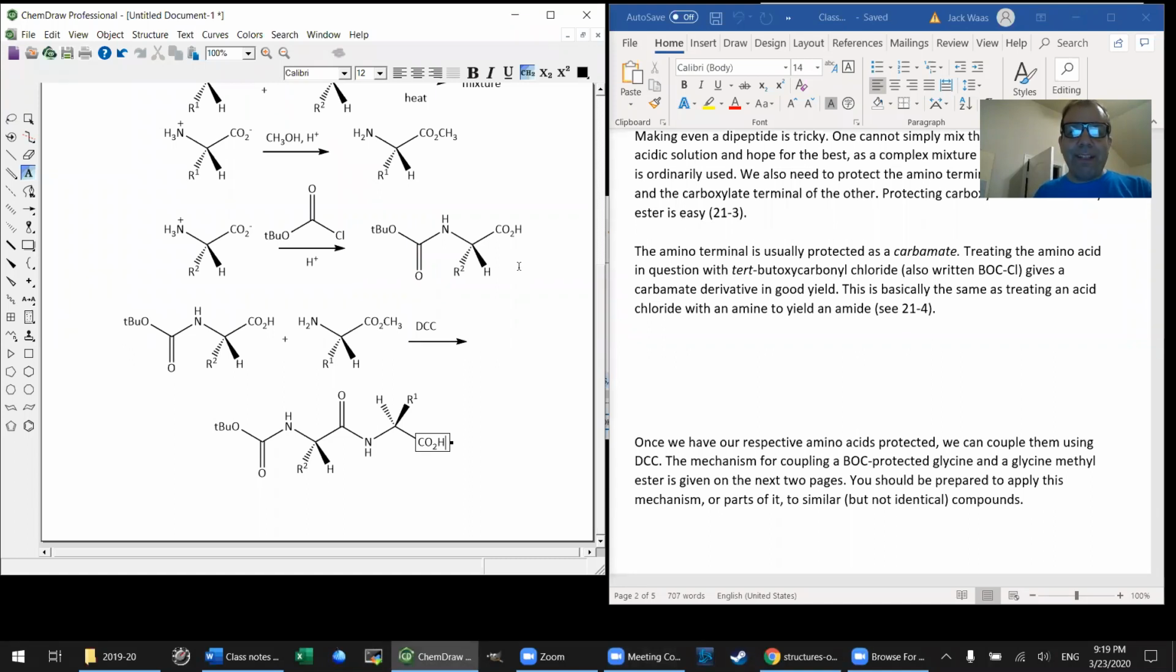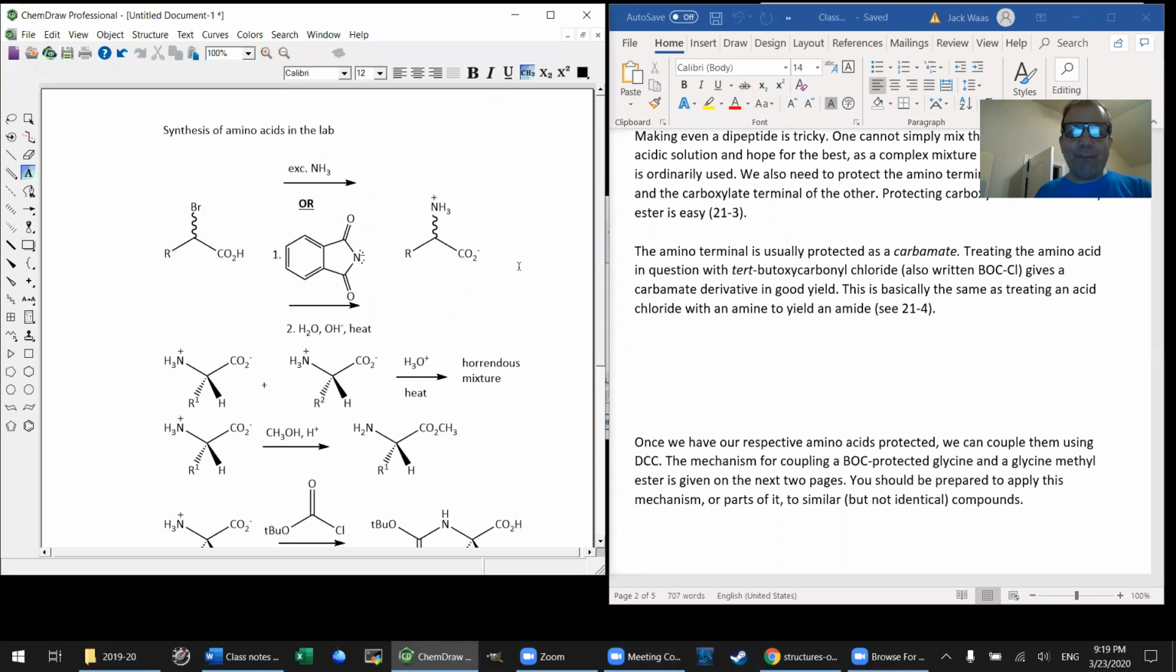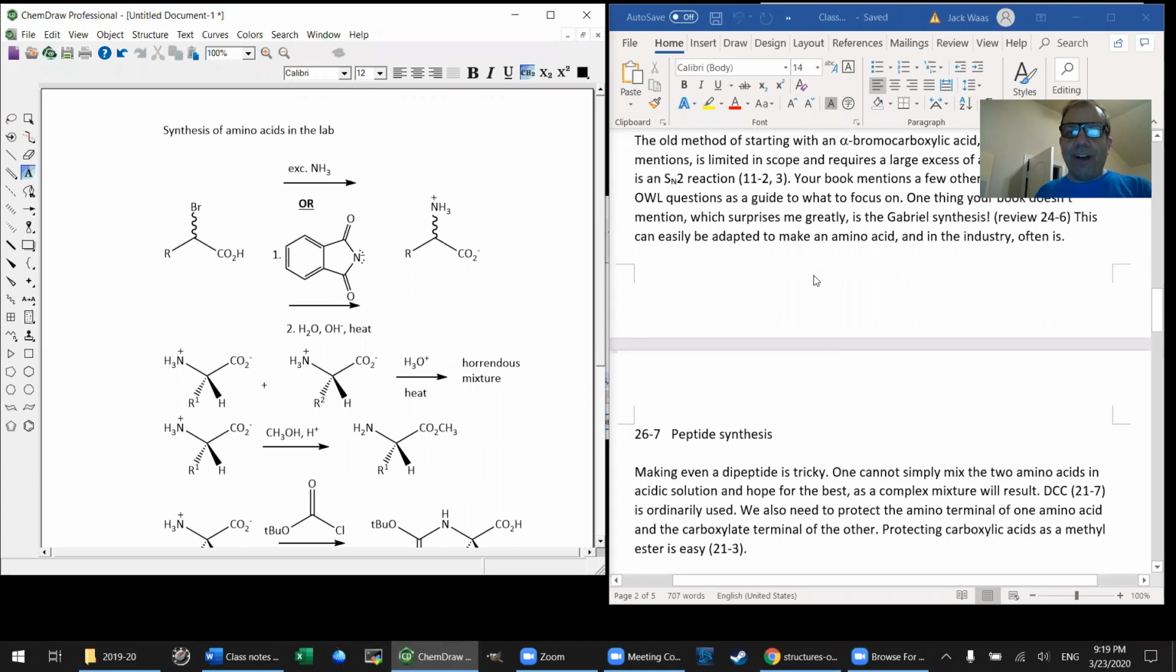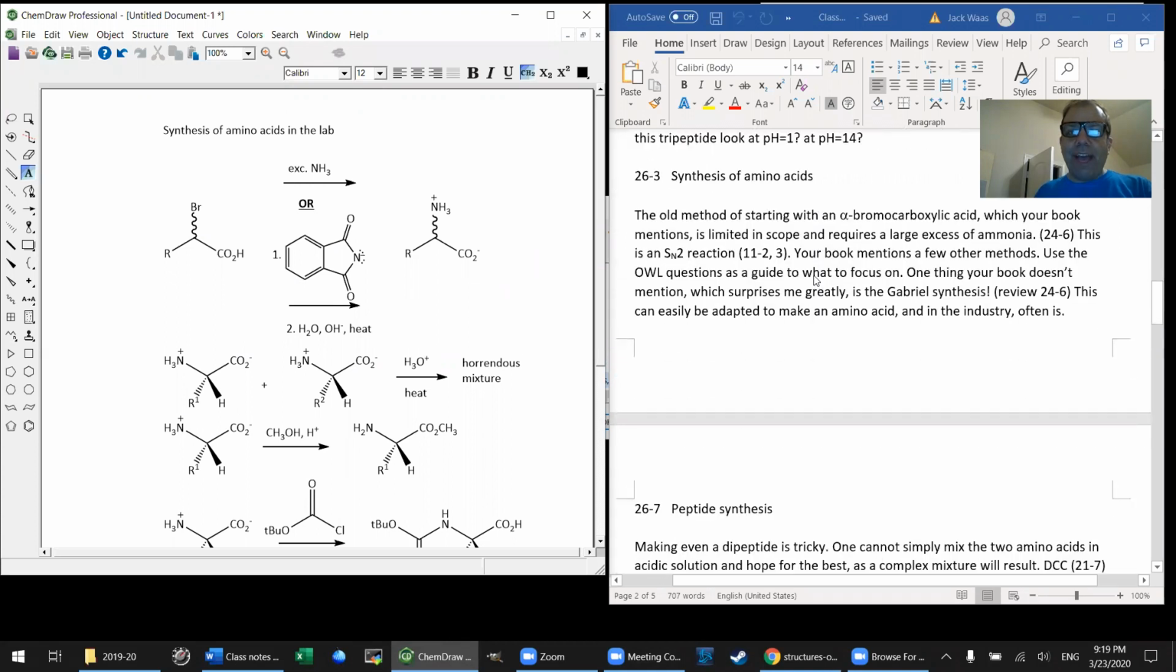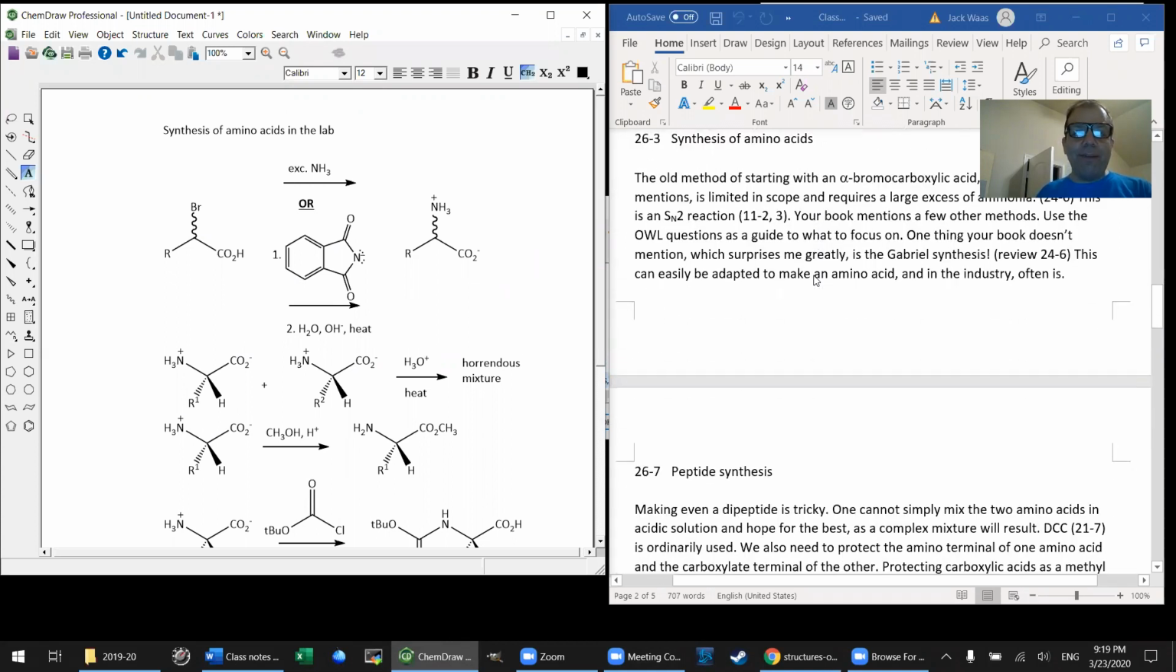Welcome back. Let's continue on with chapter 26 and hopefully finish things up. So I'd like to cover how it is that one can make amino acids in the lab. I'm not talking about biosynthesis here. I'm talking about ways of making them in the flask, so to speak.